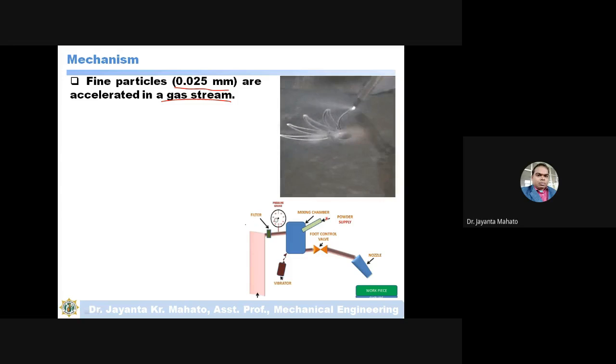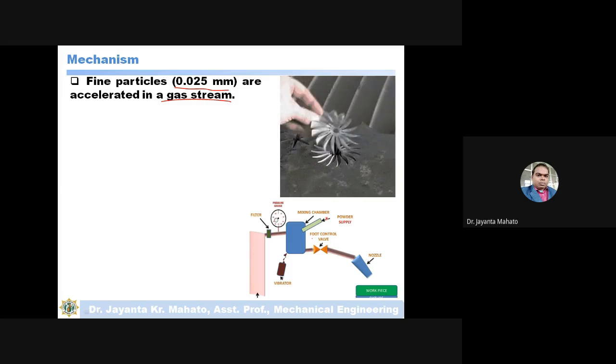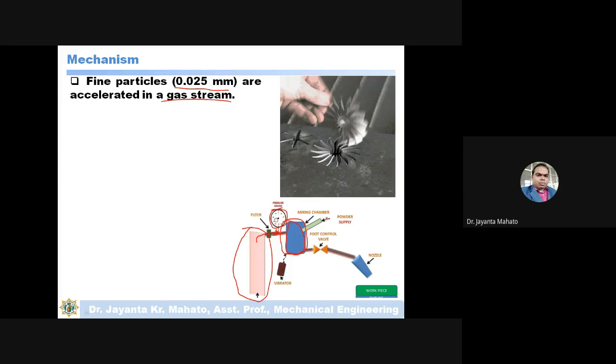And this type of gas storage is a gas cylinder. In this gas cylinder, gas is stored at a very high pressure, and this is the pressure regulator, means you can regulate the pressure. You can control how much gas is flowing and at what pressure. This chamber is for mixing the abrasive particles with this gas. Okay, abrasive powder particles will be supplied from here, and in this chamber the abrasive particles mix with the gas at a high pressure.